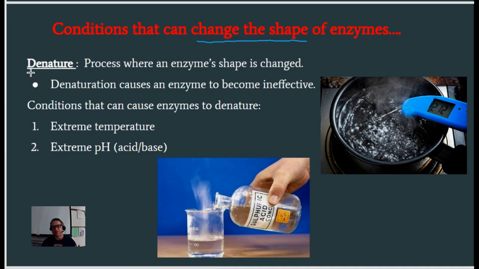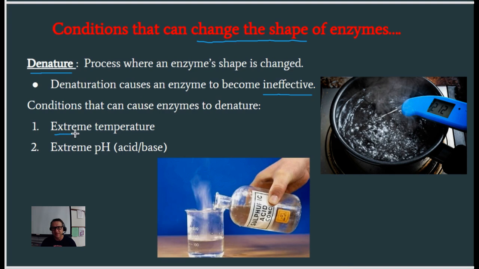What can cause that shape to change? Another word for changing its shape is called denature. That's just a process where an enzyme shape is changed. And when it gets denatured, denaturation causes an enzyme to become ineffective, so it doesn't work as well, or it doesn't work at all. So, what are two things that can change the shape of an enzyme?